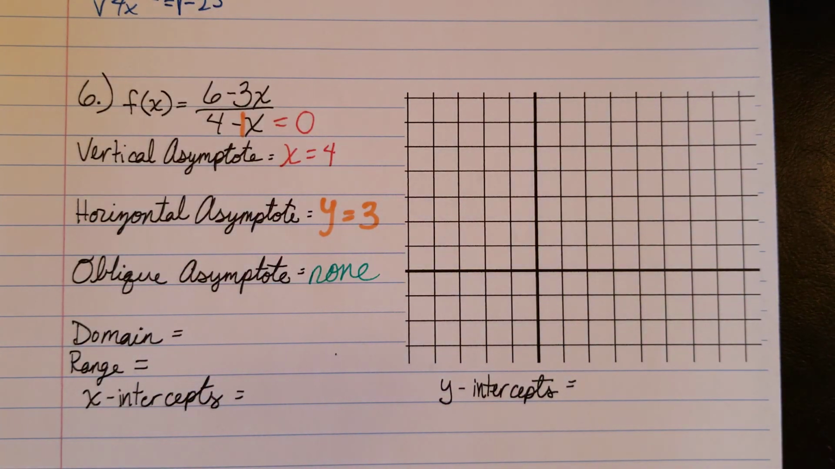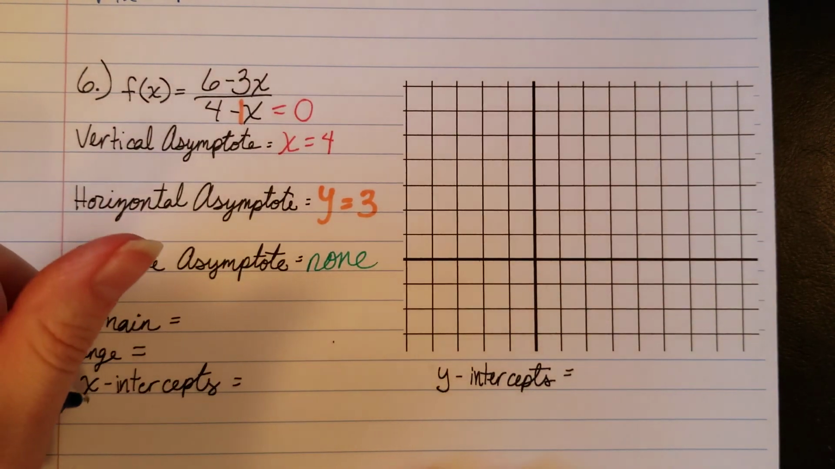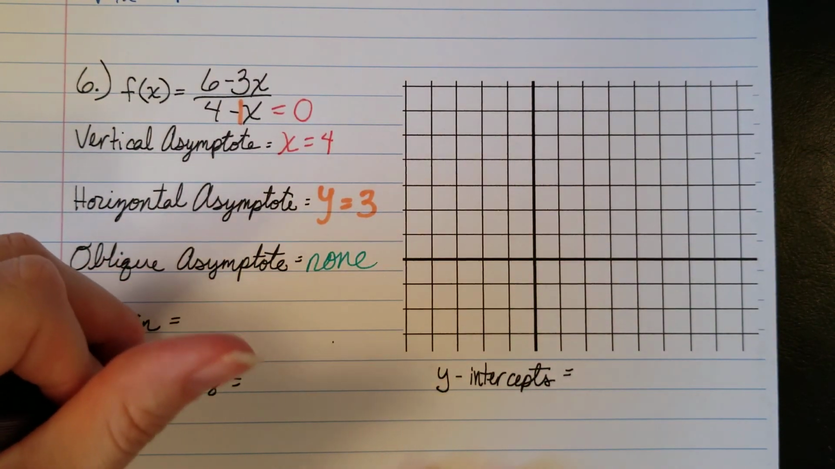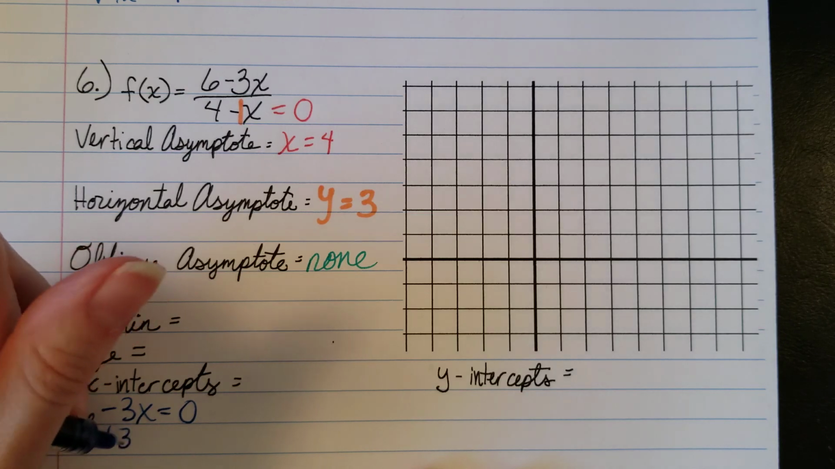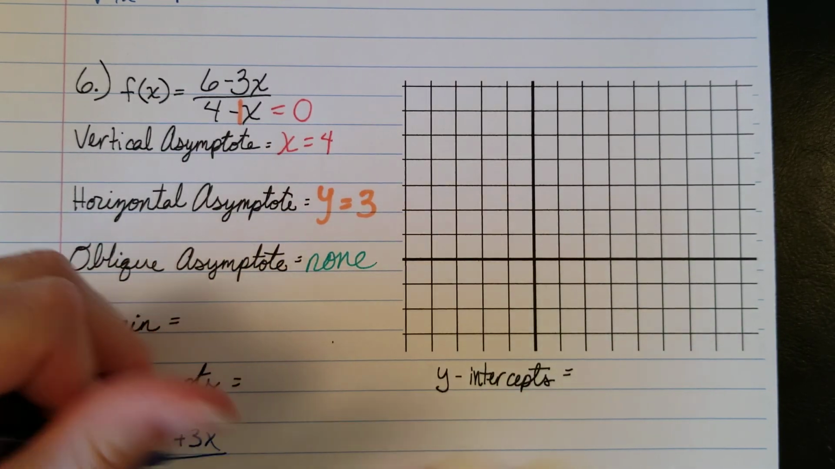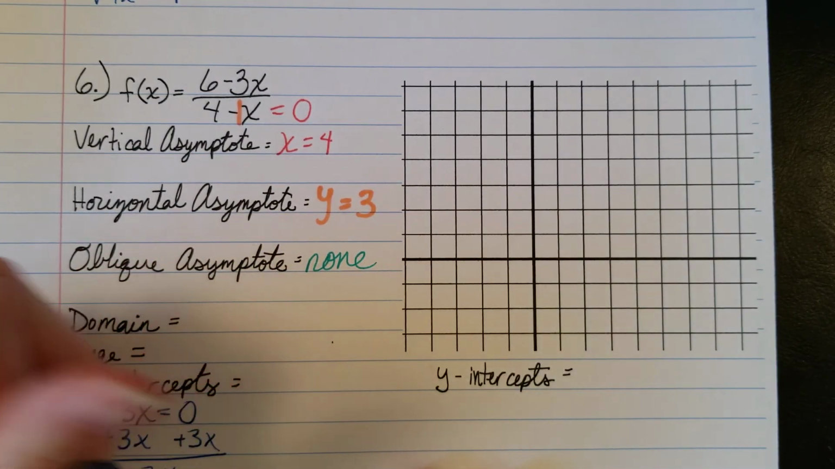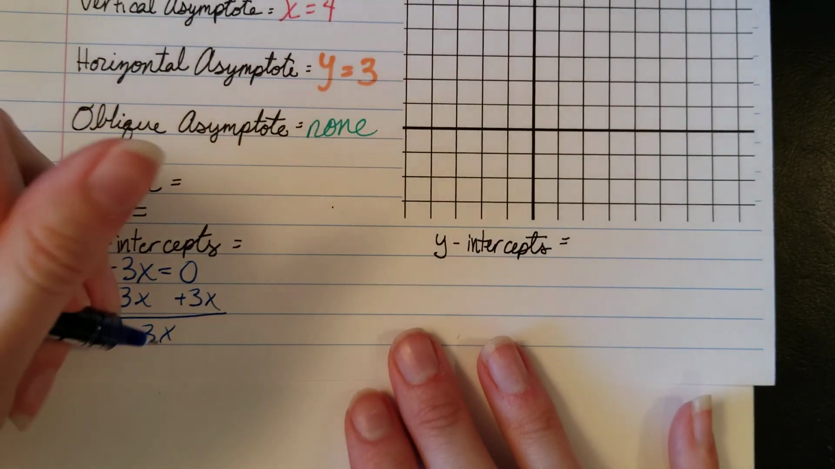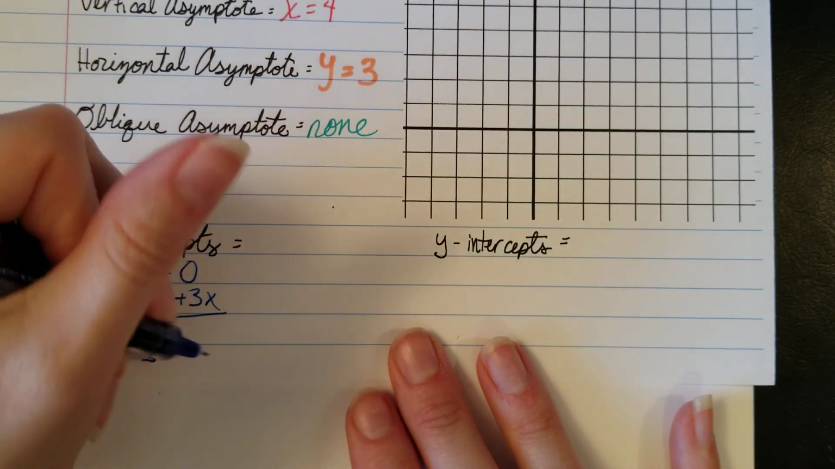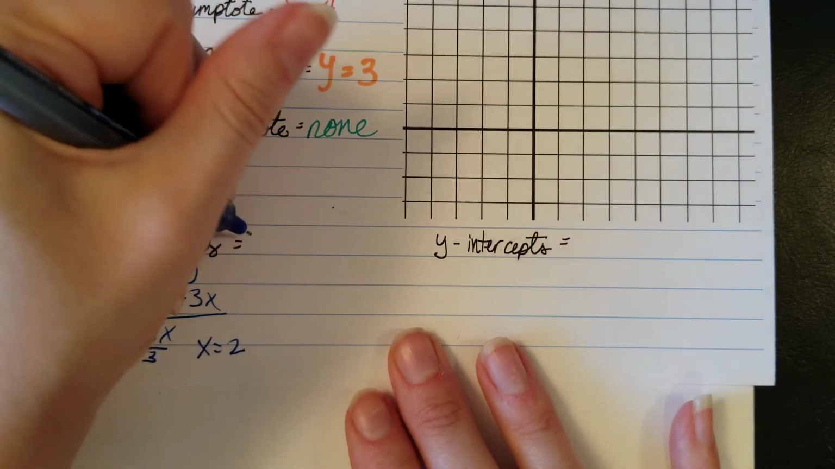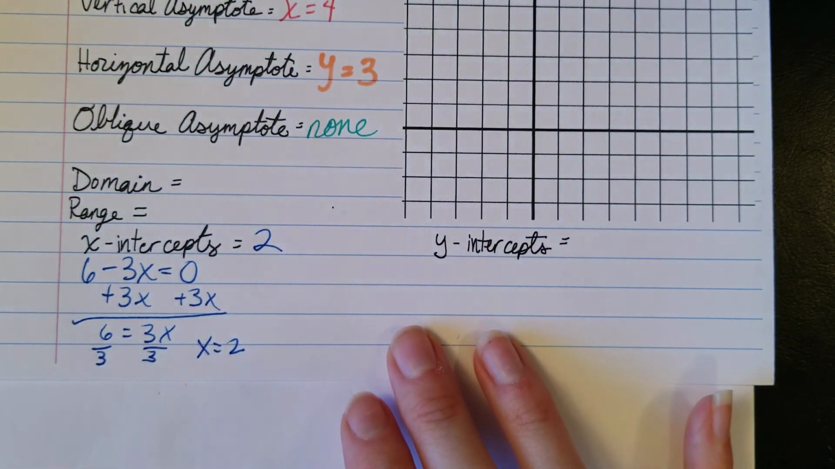To find x-intercept, set the numerator equal to 0. So I can just add 3x to both sides. 6 equals 3x. And then divide both sides by 3 would give me x equals 2. So 2 would be my x-intercept.